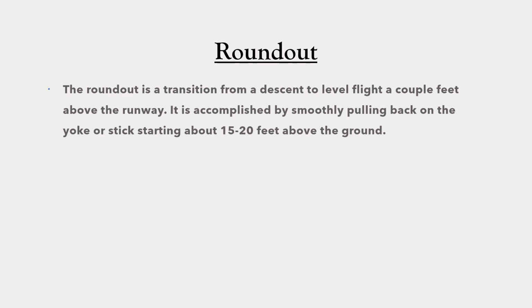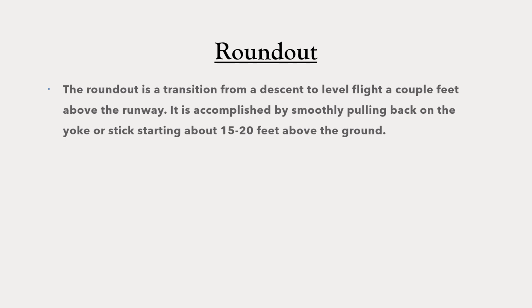The round out is where we transition from that descent of the final approach to level flight a couple of feet above the runway. We accomplish that transition by smoothly pulling back on the yoke or the stick, starting about 15 to 20 feet above the ground. How high above the ground you start will depend a little bit on what type of aircraft you're learning in. Once we start that round out, we need to shift our control rules.